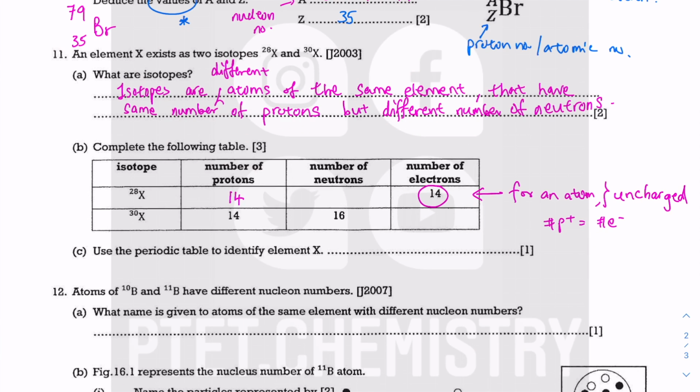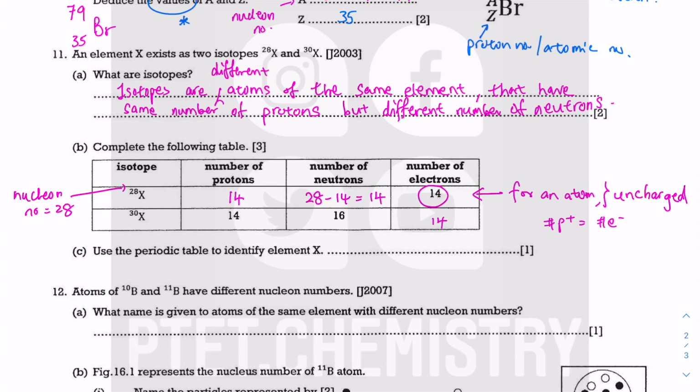They are different atoms. Isotopes are different atoms of the same element. So same number of protons, therefore same number of electrons, because both of them are atoms of the same element, but different number of neutrons, because the nucleon number here is 28. So it's going to be 28 minus 14, which is 14 neutrons.